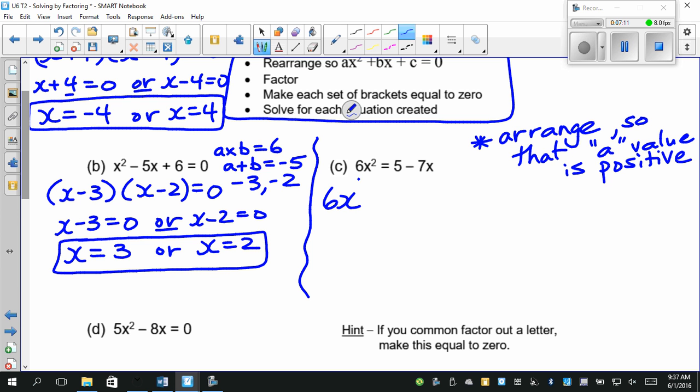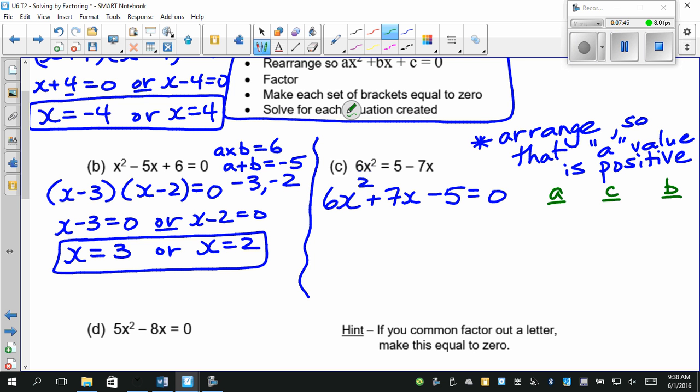So 6x squared, then the x term has to come next, so minus 7x is changing to plus 7x, and then 5 changes to minus 5. So I get it in this form. So now I've got a complex trinomial. So we're going to do our A, C, B over here.